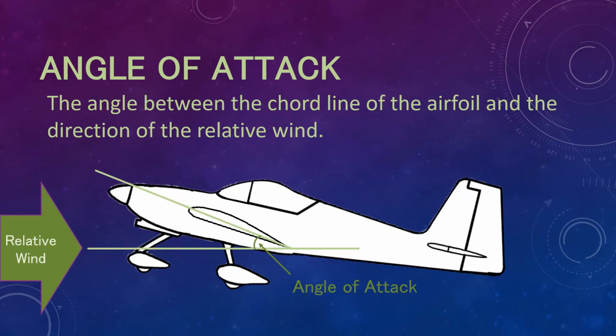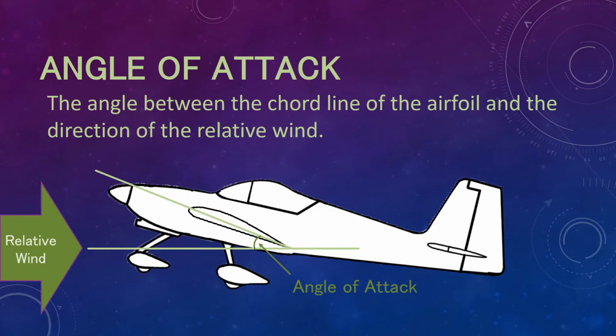Now that we understand relative wind, we can talk about angle of attack. Angle of attack is different than angle of incidence, and the distinction is very important. The angle of incidence is always the same for a particular airplane, since it is the angle between the chord line of the wing and the longitudinal axis of the plane.